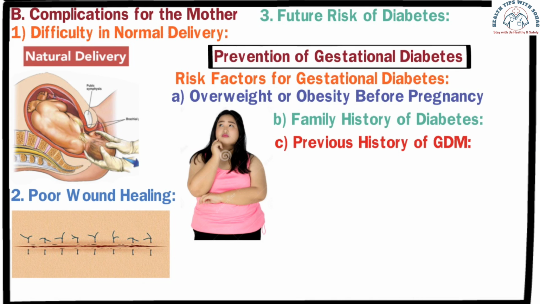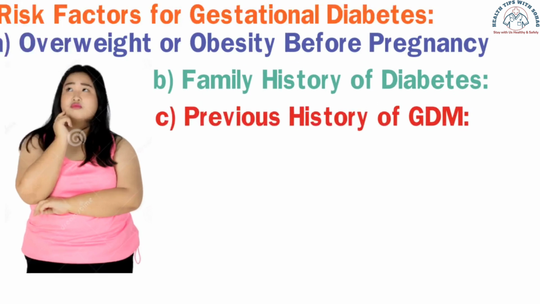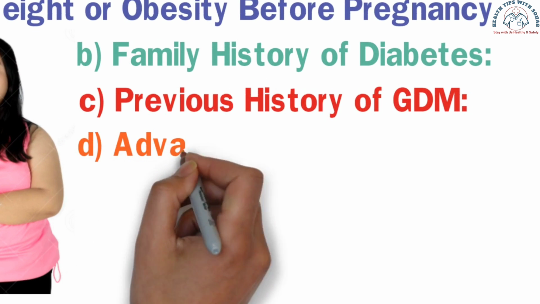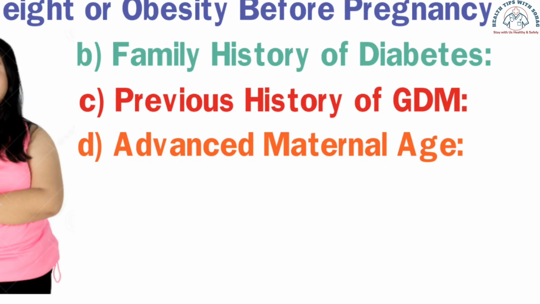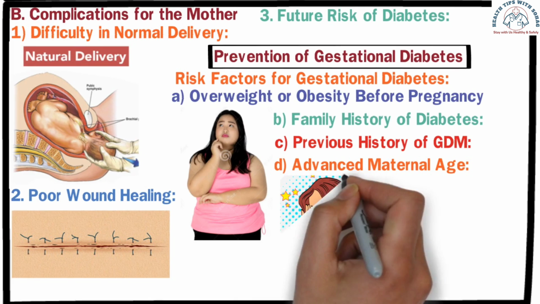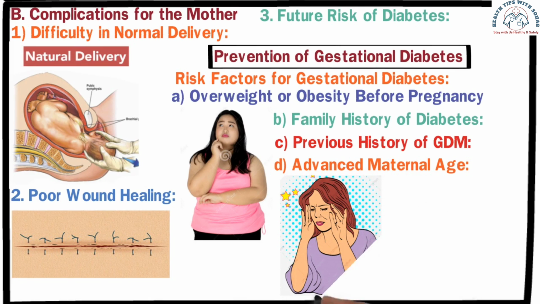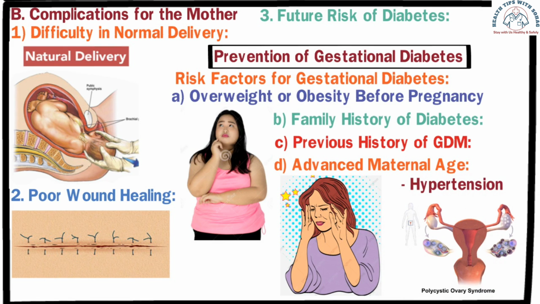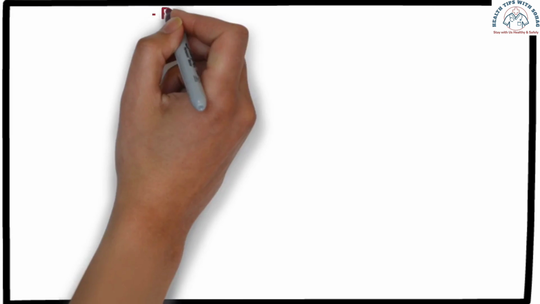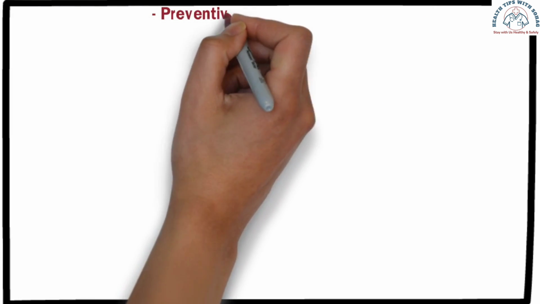C. Previous history of GDM. Women who had gestational diabetes in a previous pregnancy are more likely to develop it again in subsequent pregnancies. D. Advanced maternal age. Women who conceive after the age of 25 are at increased risk. E. Associated medical conditions. Conditions such as high blood pressure, hypertension, or polycystic ovary syndrome, PCOS, increase the risk of gestational diabetes.